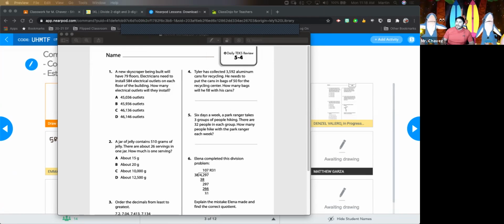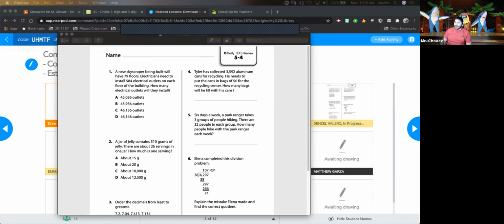So number 1 says a new skyscraper is being built, will have 79 floors. Electricians need to install 584 electrical outlets on each floor of the building. How many electrical outlets will they install? All right, so let's look at the first sentence. A new skyscraper is being built and will have 79 floors. That's important. So now we're going to draw a picture.